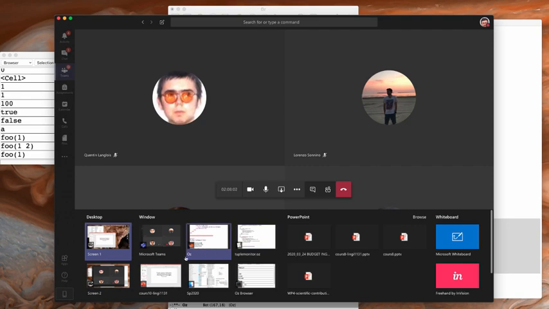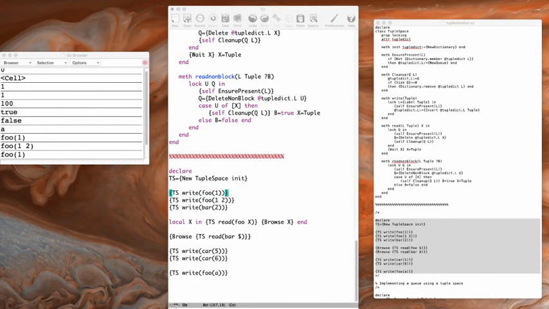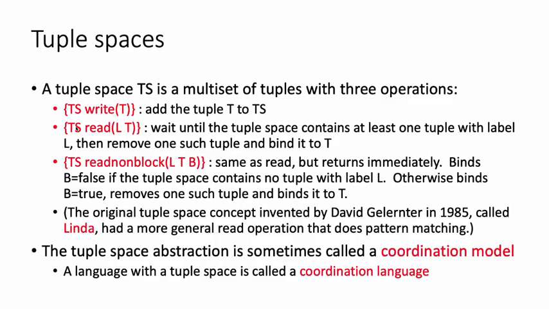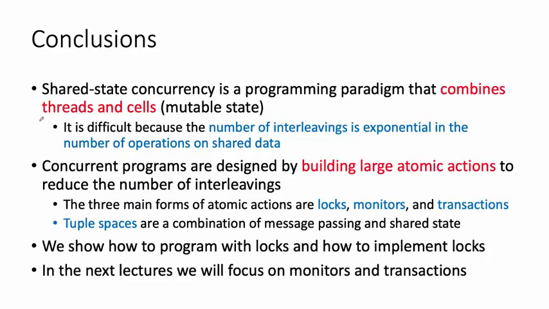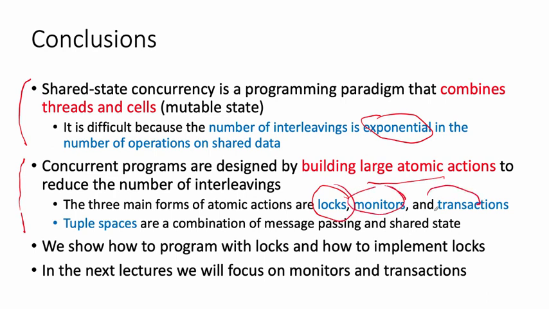To finish for today. Okay, so tuple space. Let me just conclude. I will say a little bit more about tuple space and other things next week, but let me conclude for today. To summarize, shared state concurrency combines threads and cells, and we have to manage the interleavings, which are exponential. The way to do it is to build large atomic actions, and the main concept is a lock, and then monitors and transactions are refining that.